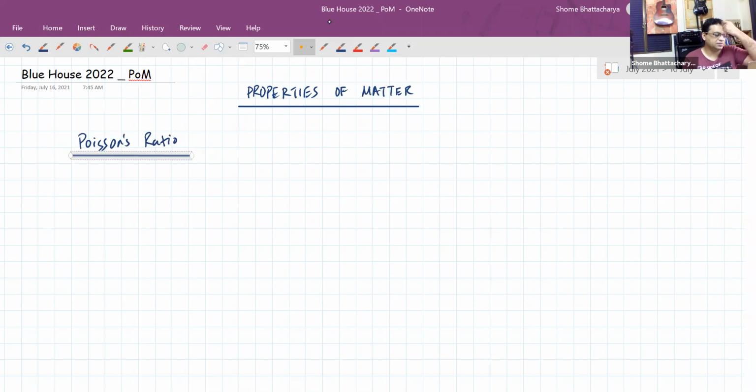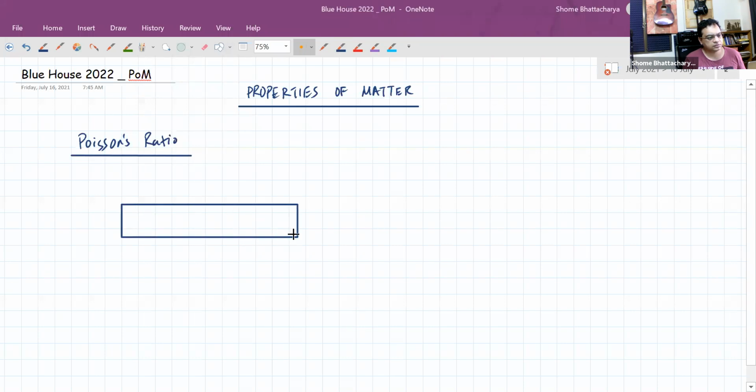And there's a simple relationship. So basically what happens is that if we have, let's say, a cylindrical material, or a cylindrical shaped solid object, whose natural length is L, and natural diameter is D. So this is the natural shape.